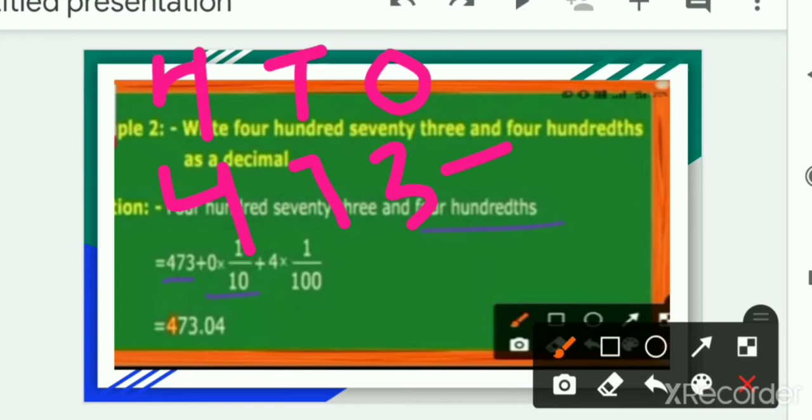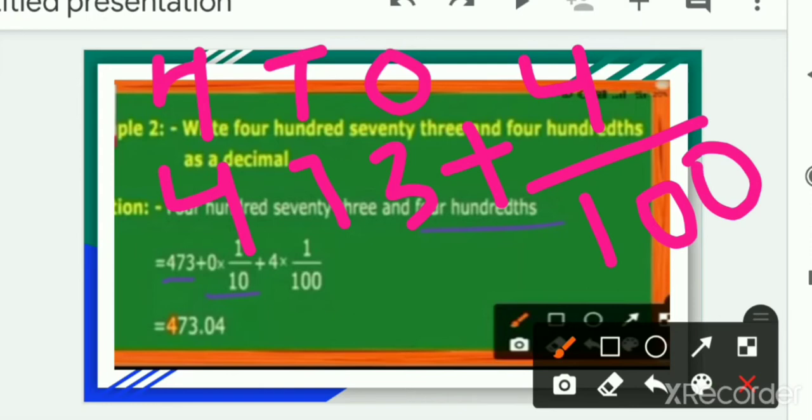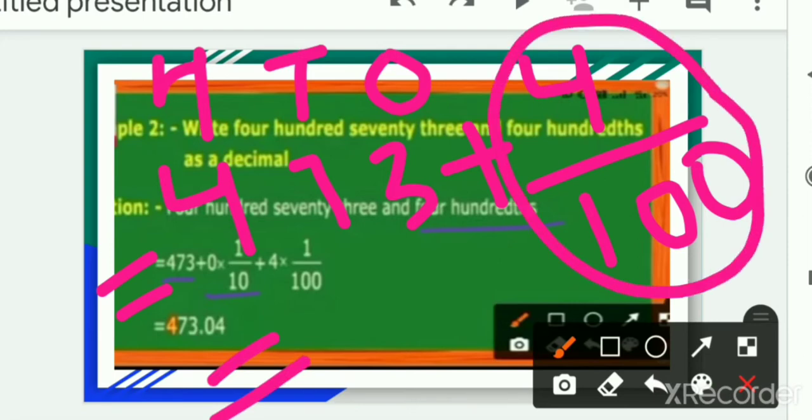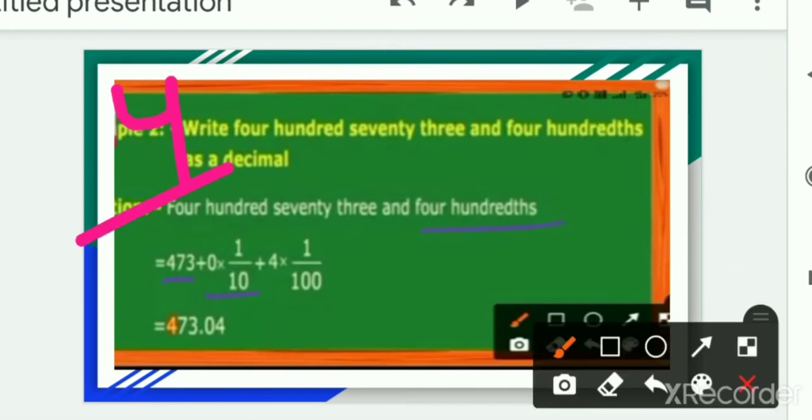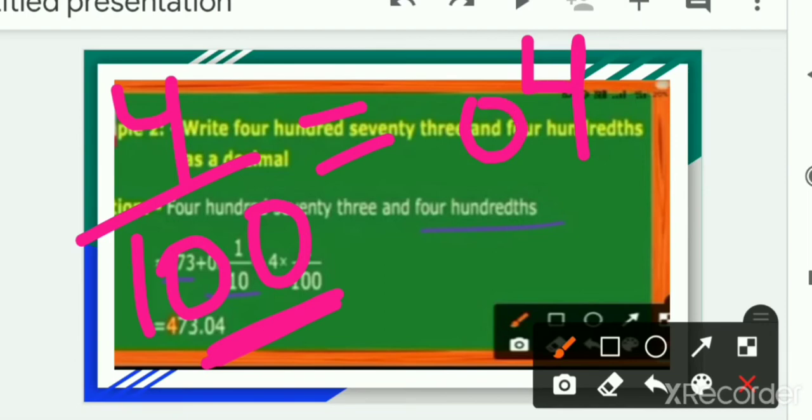Okay, so we will put plus 400ths, which means 4 upon 100, right? So 473 plus 4 upon 100. Now what are we going to do? We are going to solve these two fractions. So how are we going to solve this? When we are dividing 4 by 100, how many zeros are here? 2 zeros. So it means 2 digits should be in the numerator, but we have only one digit, that is 4. So in front of 4 we will put a 0. So now these 2 zeros' place is completed.